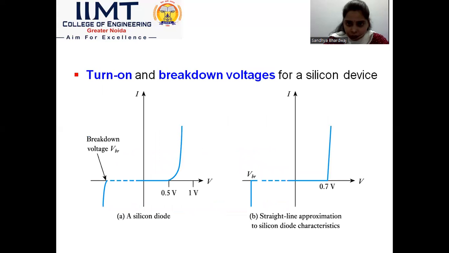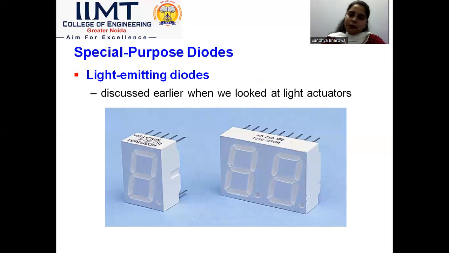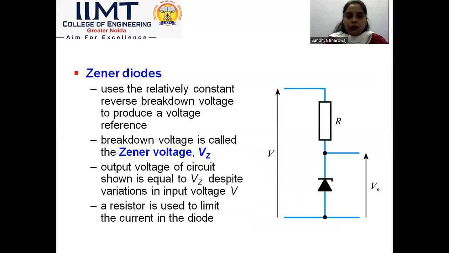Turn-on and breakdown voltage for a silicon device. And how does a silicon device work in forward and reverse bias? In reverse bias, there is a breakdown voltage, denoted VBR, and in forward bias the voltage value is 0.5 volt. As shown in the figure, a straight line approximation to silicon diode characteristics. It is for silicon only. A special purpose diode, the special purpose diodes include the light emitting diode or LED. Now the Zener diode.